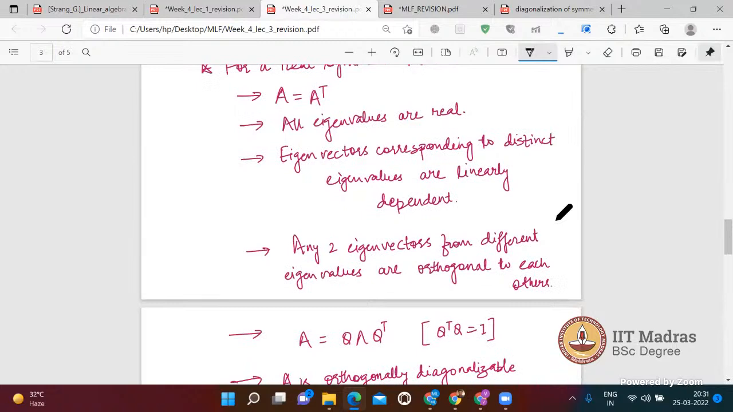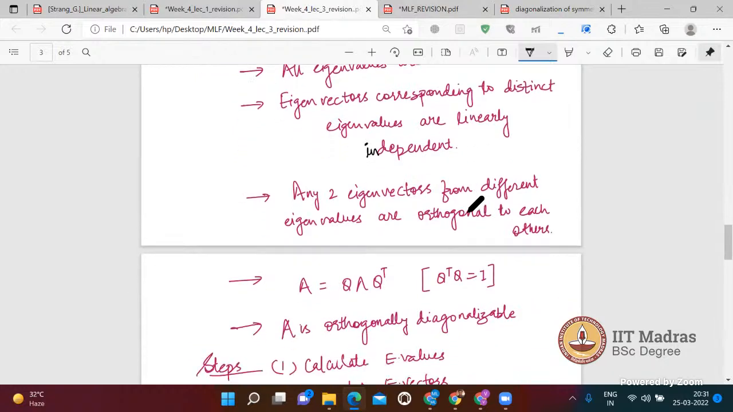Okay, and the eigenvectors corresponding to distinct eigenvalues are linearly independent. If you have repeated eigenvalues, then those vectors will not be linearly independent, they will be linearly dependent. But for distinct eigenvalues, the eigenvectors will be linearly independent. So any two eigenvectors from different eigenvalues are orthogonal to each other.